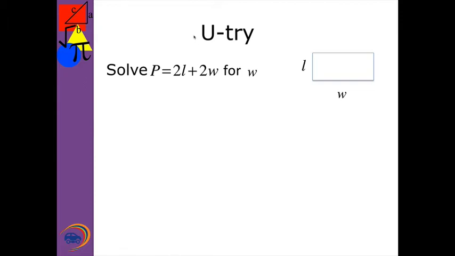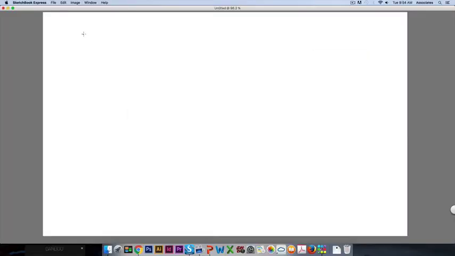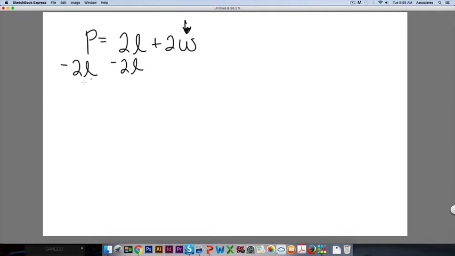Okay, pause the video, have students compare their work, call on non-volunteers, and I'll meet you back here in a minute. Welcome back. Let's go to our slate and see how we would do it. Perimeter is 2 times the length plus 2 times the width, and I want to solve it for W. I just don't want to forget. So 2 times the length is added to 2 times the width. So the first thing I'm going to do is get the 2 times the length on the other side.